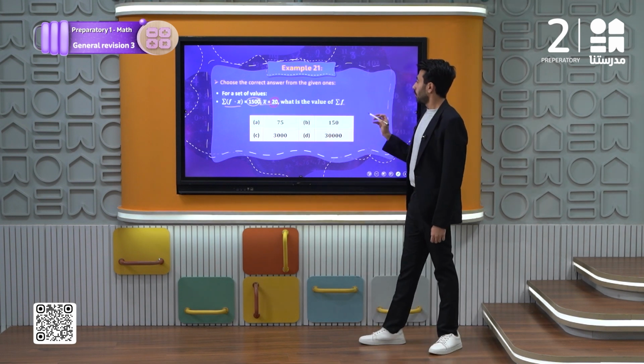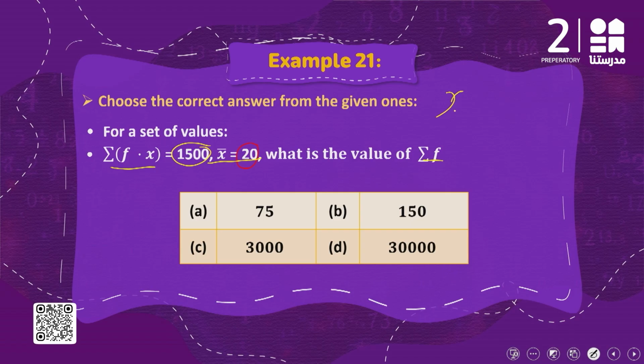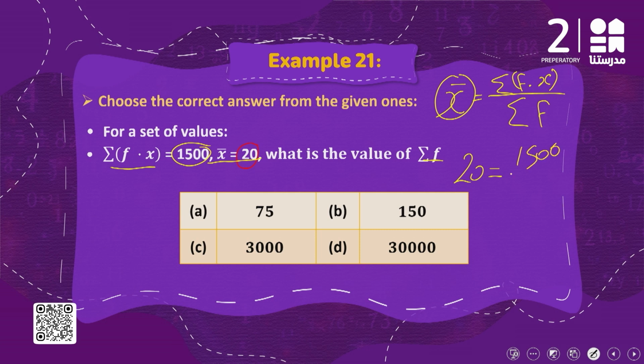Find the sum of f. Do you remember the rule? X bar equals sum of f dot x over sum of f. Let's substitute. Let's put the values for each one we know. X bar, which is the mean, is equal to 20. The upper value here is 1,500, over sum of f.